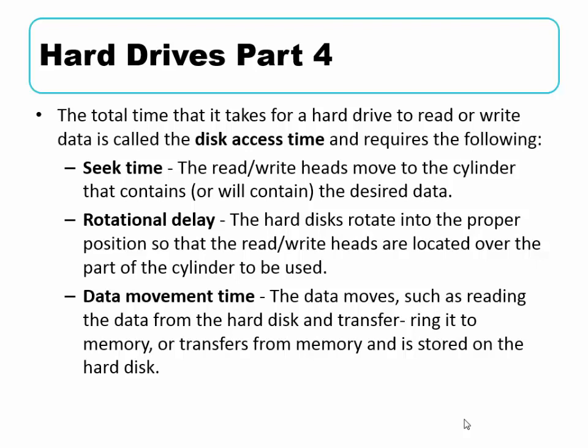The total time that it takes for a hard drive to read or write data is called your disk access time, and it requires the following: the seek time, which is the time for the read-write heads to move to the cylinder that contains the desired data. Rotational delay: the hard disk rotates into the proper position so that the read-write heads are located over the part of the cylinder to be used. And the data movement time: the data moves, such as reading the data from the hard disk and transferring it to memory, or transferring data from memory and storing it on the hard disk. A typical disk access time is around 8.5 milliseconds.